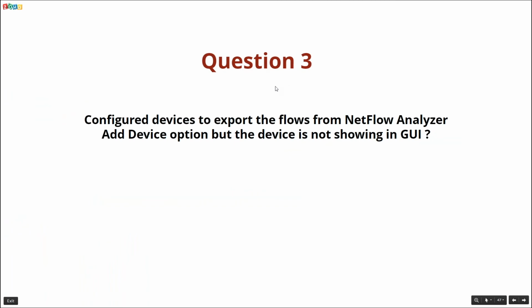So question number 3: I configured devices to export the flows from NetFlow Analyzer's add device option, but the device is not showing up in the GUI. Okay, so this will come up only if you have configured the export flows from the NetFlow Analyzer add option, but the device is not showing up.